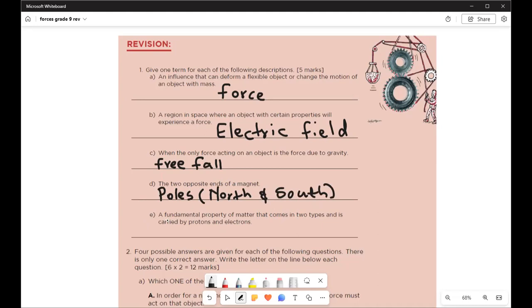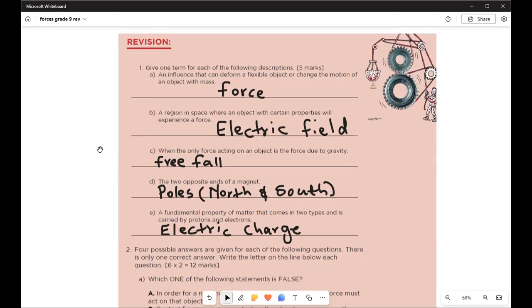Okay, then they say a fundamental property of matter that comes in two types and is carried by protons and electrons. Remember, protons and electrons are charges, right? So here, the fundamental property of matter that they're talking about is the electric charge. The electric charge. Perfect. You can move on now.